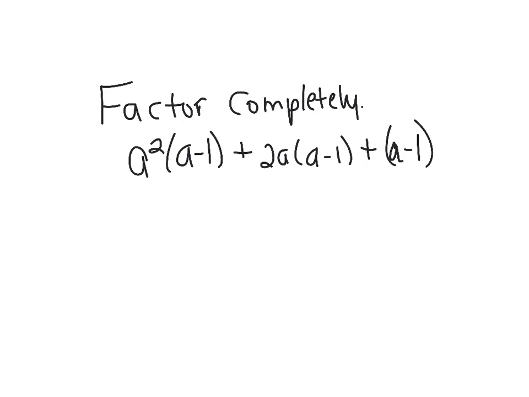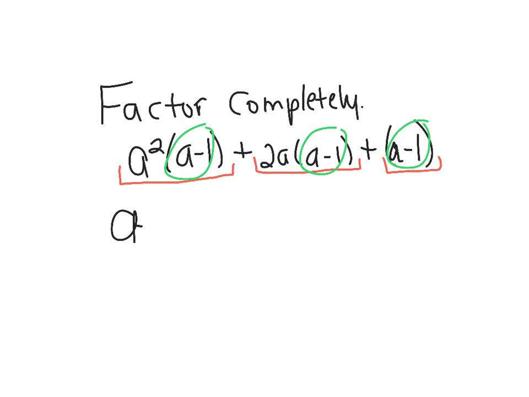And so when we factor this, what we have to look at is each of these sections or parts of the problem to see if they have anything in common between all three parts that have been added together. And so the one thing that I see that they all have in common is this (a - 1). So if we factor out an (a - 1), then we write what's left over in parentheses after we have factored (a - 1) out of each section.